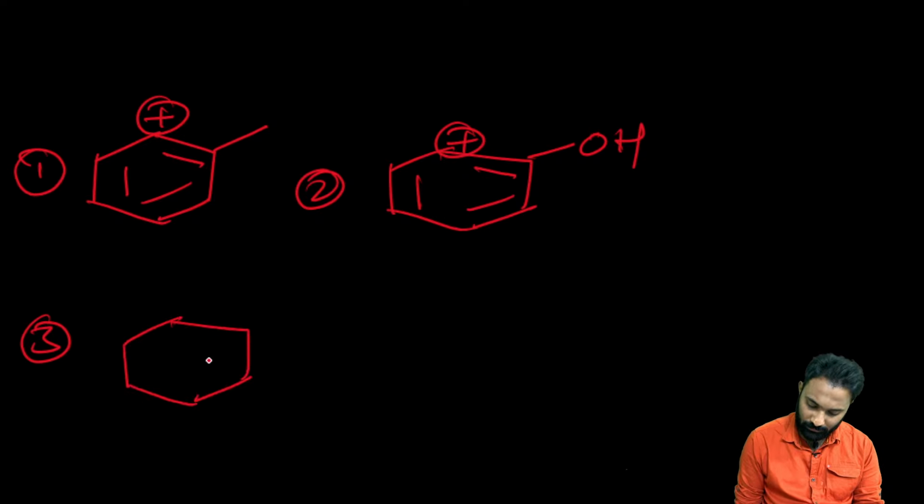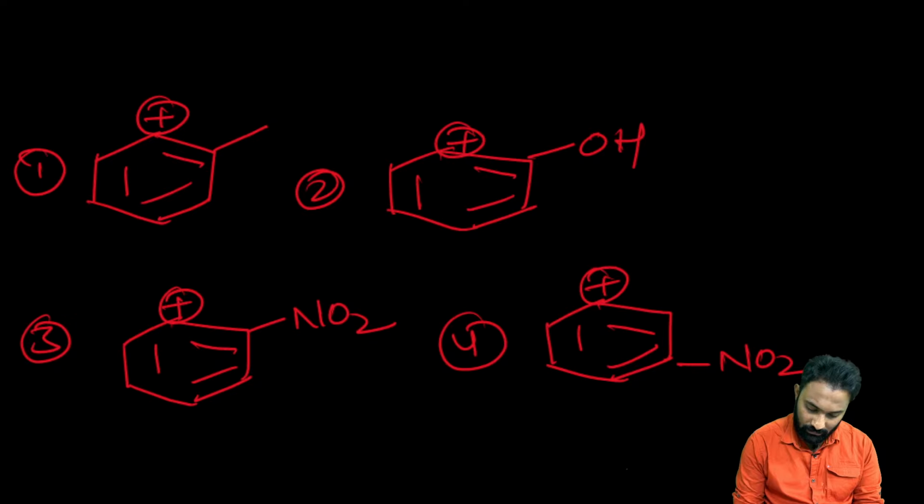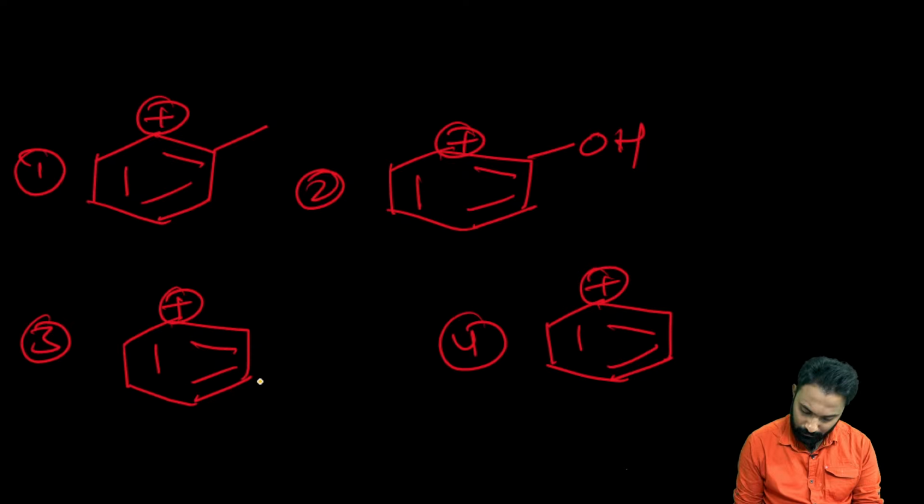Now 3 they have given, here the cation. Let us assume here they have given one NO2. Now fourth, they have given normal, here the NO2. Now, better, we will take this one: here the O, here the OH.